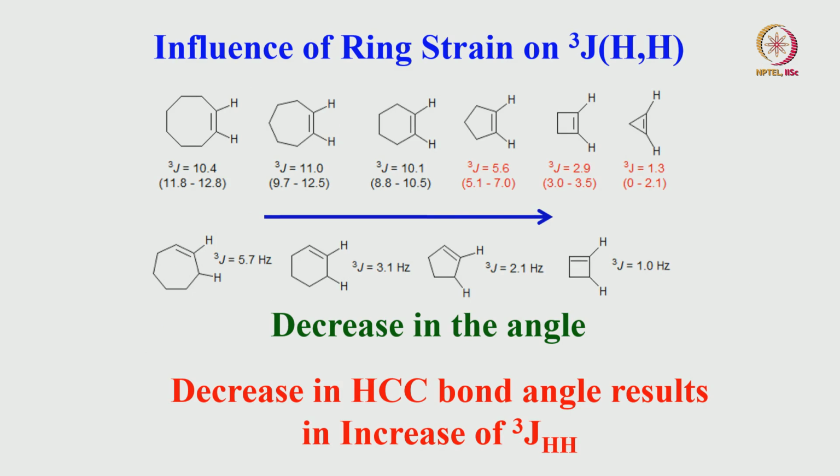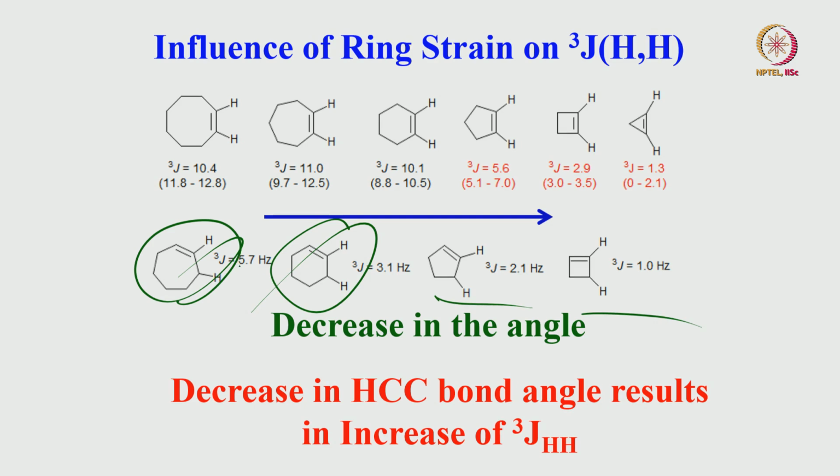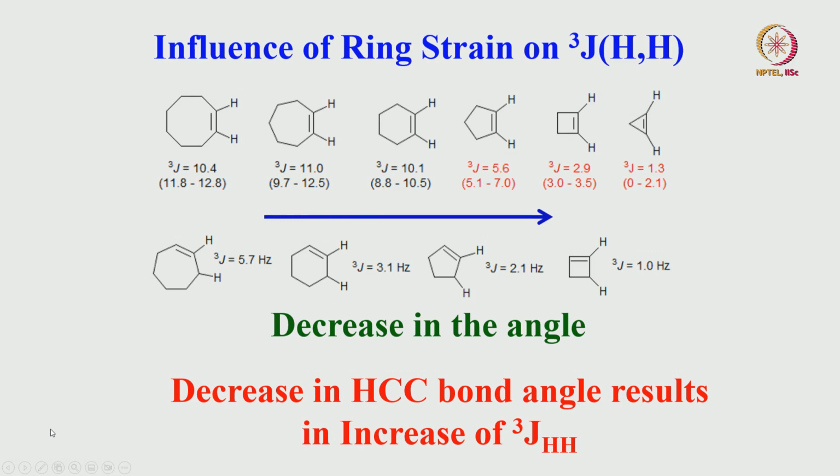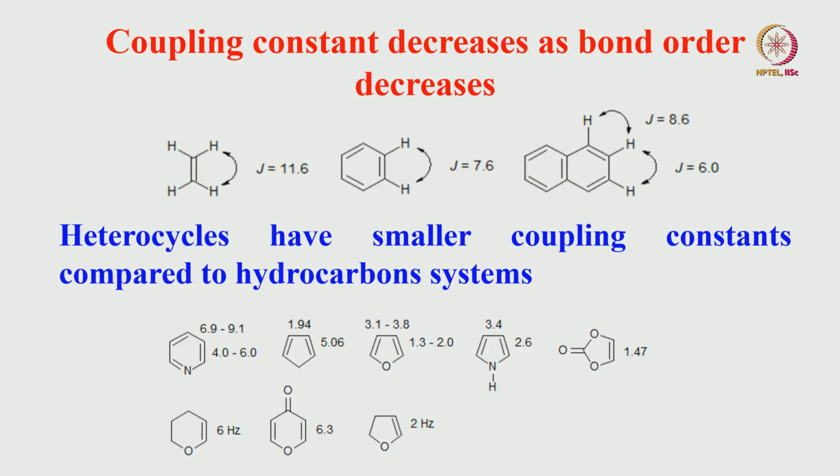And it also depends upon the bond strain, as the angle keeps on decreasing. Look at this: a 7 membered ring, then 6 membered ring, 5 membered and 4 membered ring. Here the coupling is quite large, of the order of 5.7 hertz. Here it is 3.1 and 1.1. You see, as you decrease the HCC bond angle, the coupling strength comes down. Coupling constant decreases with the bond angle. Look at this one, this is 11.6, in this case 7.6, in this case 8.6.